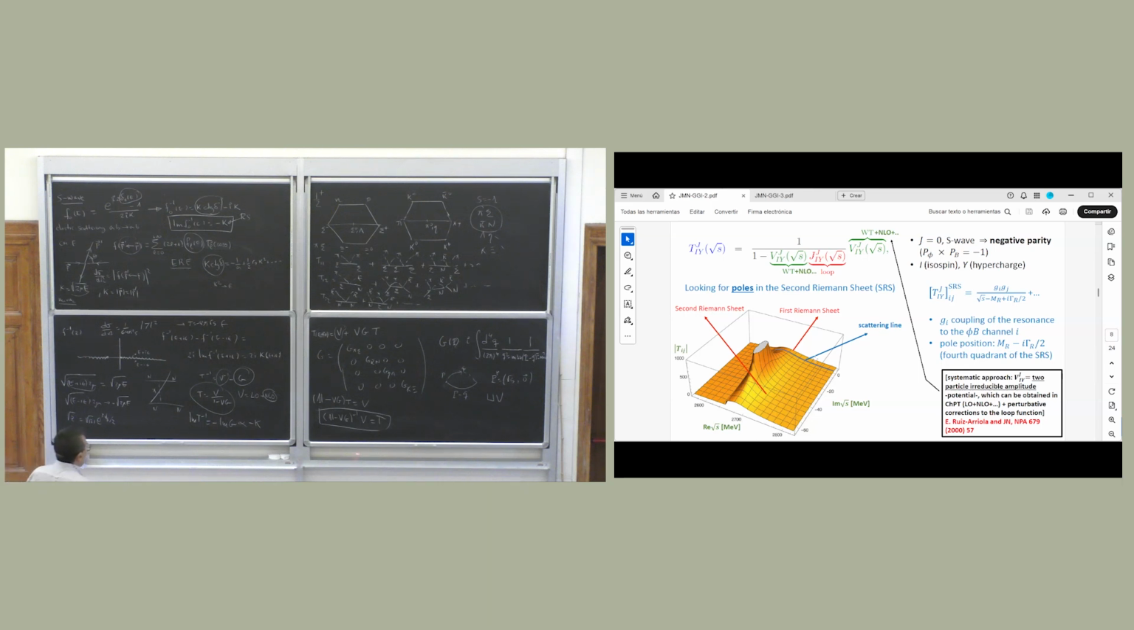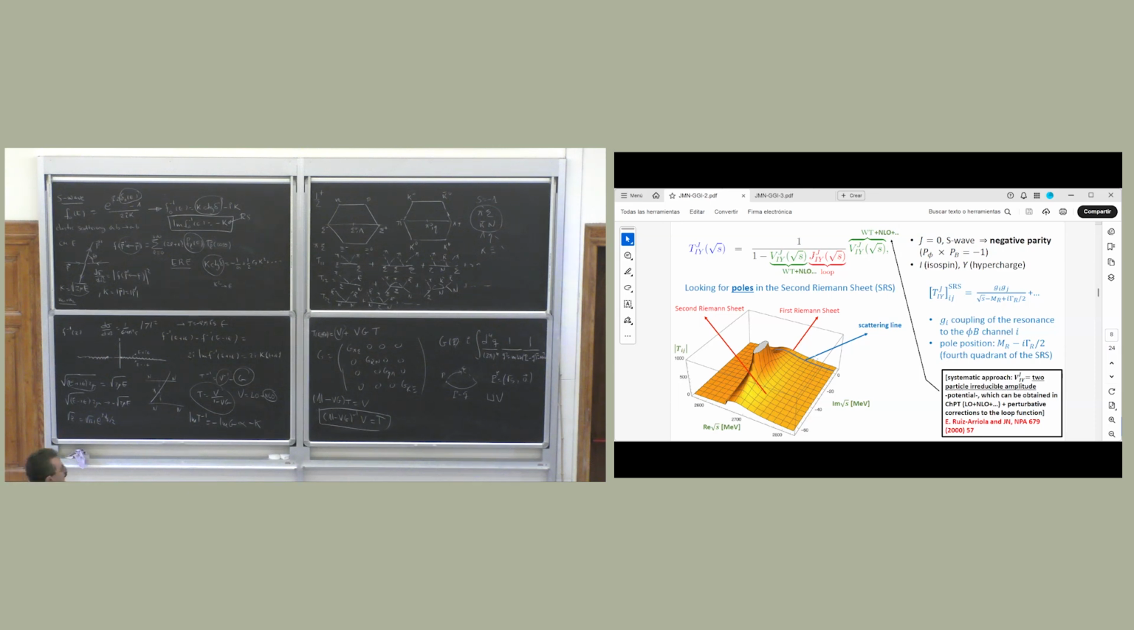So the idea is, now we look for poles of T. This is a typical example. Here you have the first quadrant of the first Riemann sheet. This line here is the scattering line, the blue one. And here you have the fourth quadrant of the second Riemann sheet, because the second Riemann sheet is defined just by continuity. Here I am in the first Riemann sheet, I go through the cut, and then I end up in something which is different, right? But then I take the second Riemann sheet in such a way that it is continuous, right? The fourth quadrant of the second Riemann sheet is continuous with the first quadrant of the first Riemann sheet.